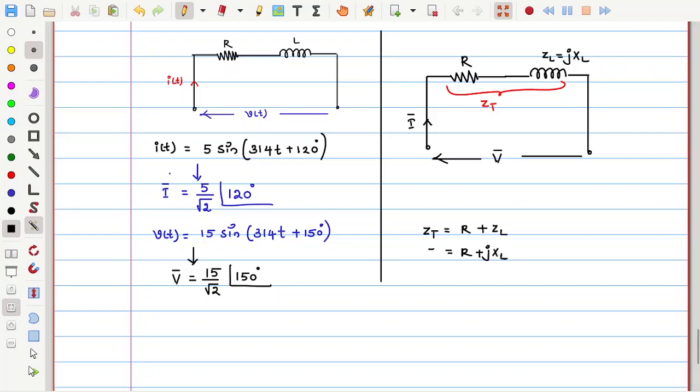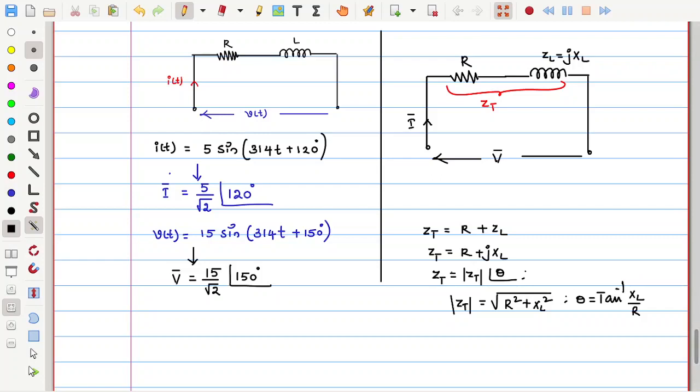So, let me keep it as it is here. And if you want, you can make this into magnitude mod ZT at an angle theta form, where mod ZT is equal to square root of R square plus XL square. How much is theta? Tan inverse of XL by R. This is what ZT is.